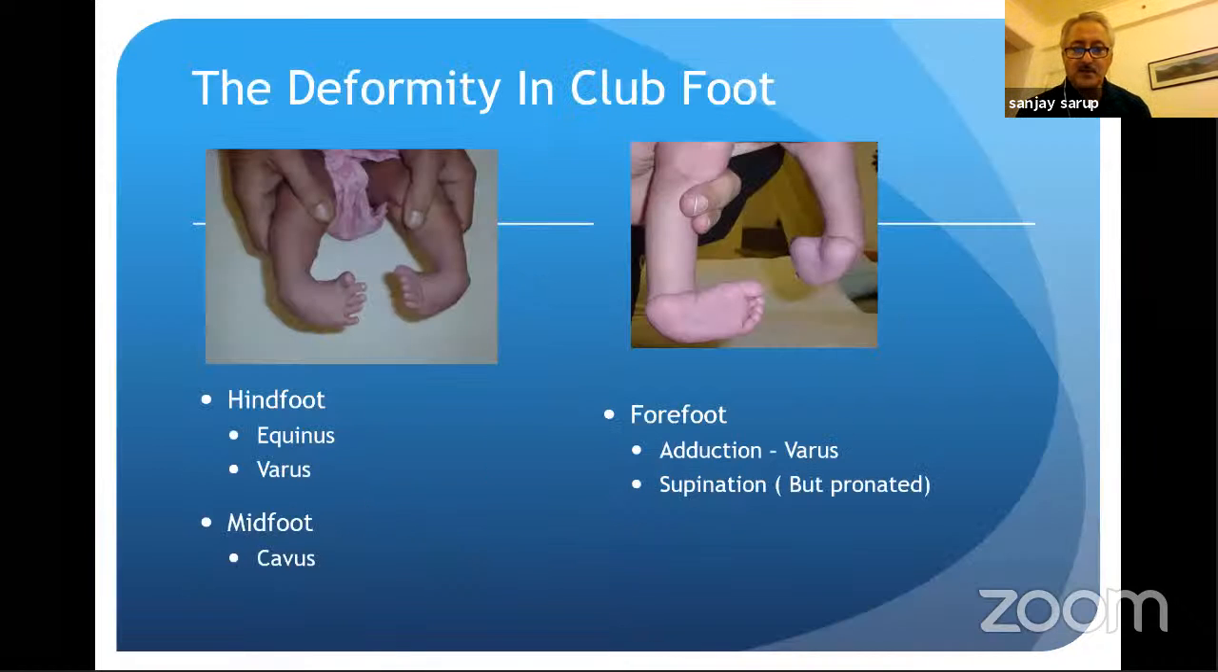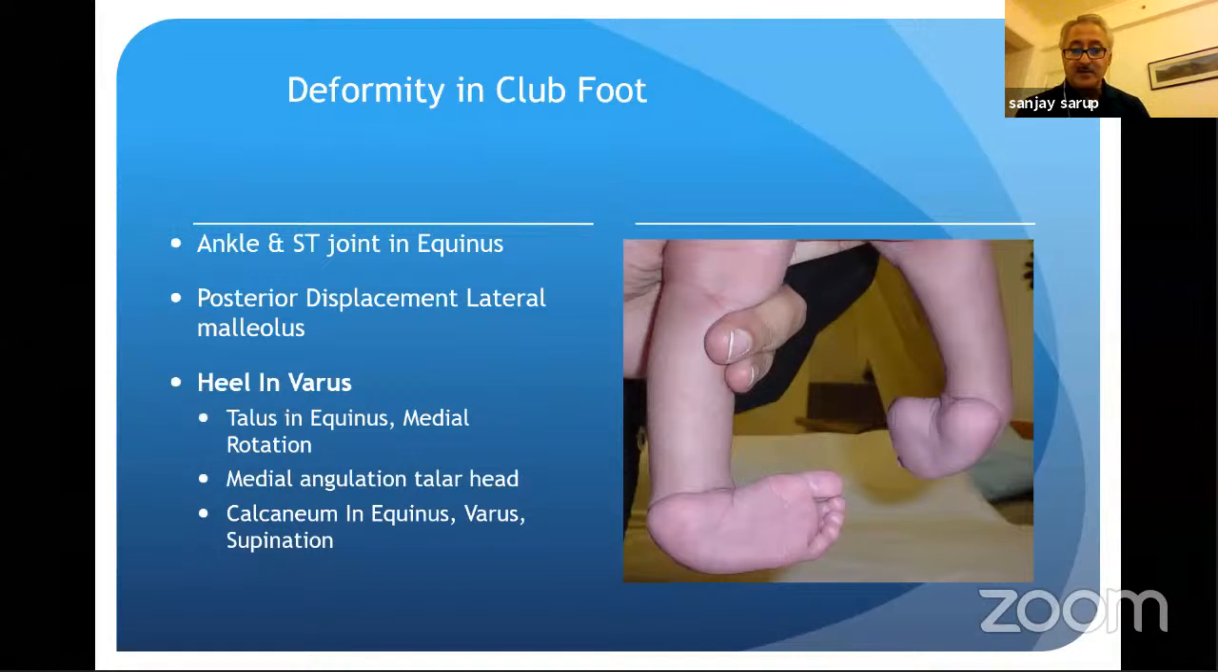So as you know, the deformity in clubfoot, we all know it. The hindfoot is in equinus and varus. The midfoot has a cavus. The forefoot has adduction, varus, and supination. But it appears to be, it is apparently in supination, but it is actually pronated on the hindfoot. And the ankle and subtalar joints are usually in an equinus. There is posterior displacement of the lateral malleolus. The heel is in varus. And the talus is usually in an equinus and in medial rotation. Medial angulation to the talar head, and calcaneum is in equinus, varus, and supination. So these are the standard deformities that we see in a clubfoot.